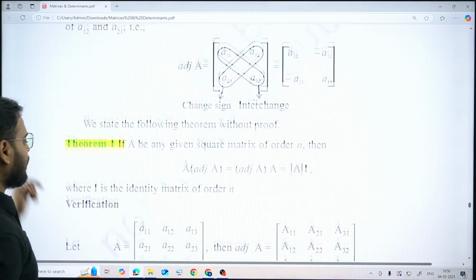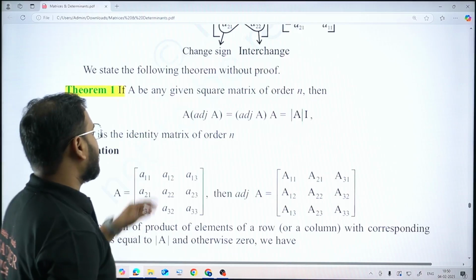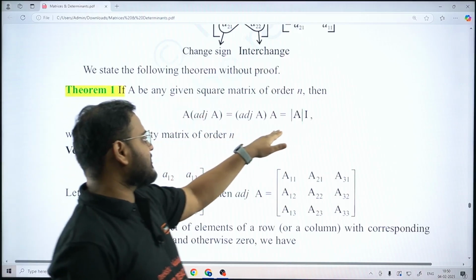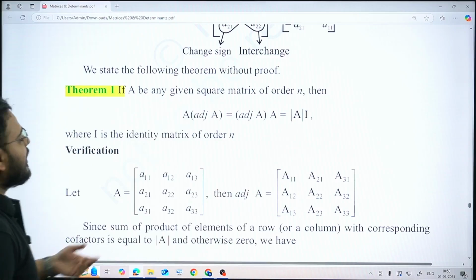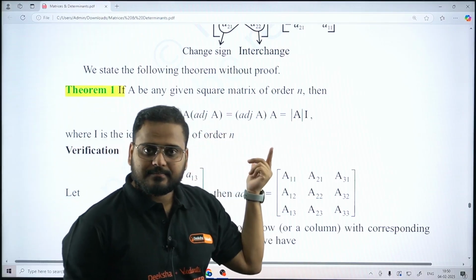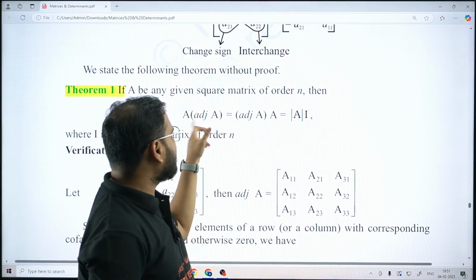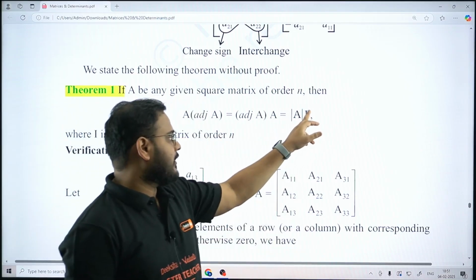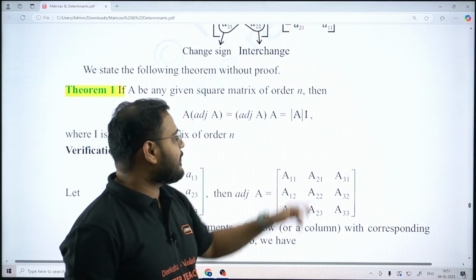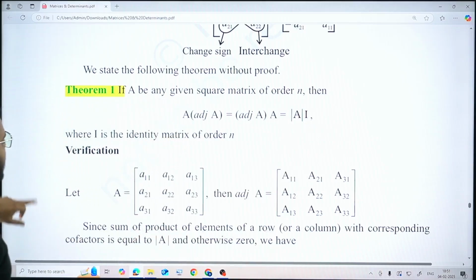Theorem number 1, bacha. This property: A times adjoint A, or adjoint A times A, is nothing but determinant of A times I. Adjoint A is a matrix, right? It's a matrix only. Multiply the matrices, you're going to get determinant of A into I, which is an identity matrix, okay.